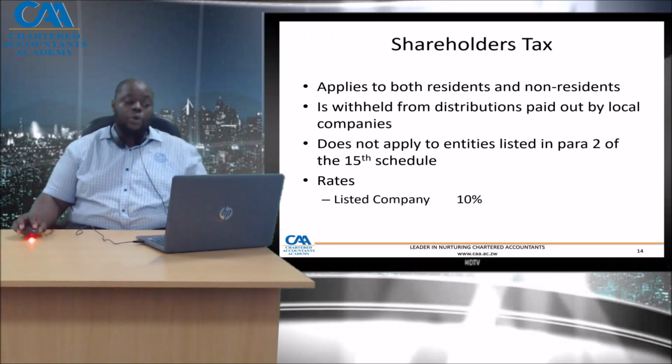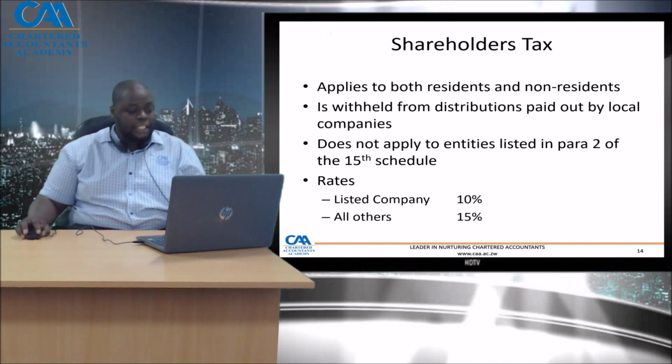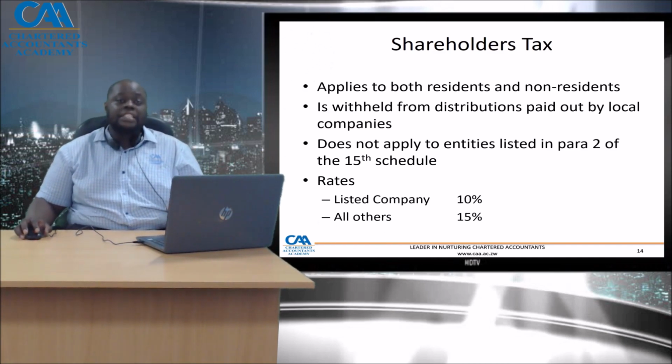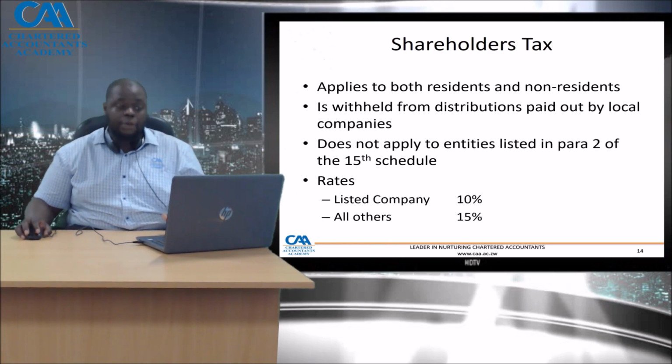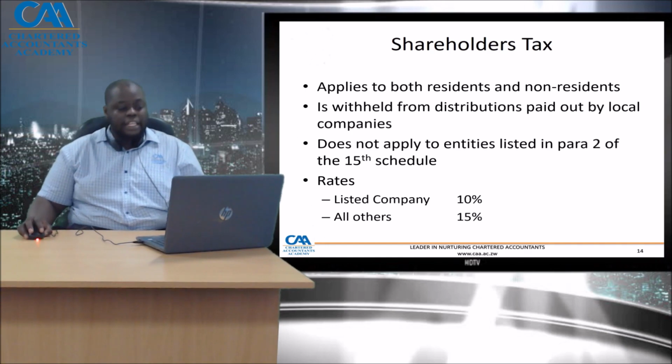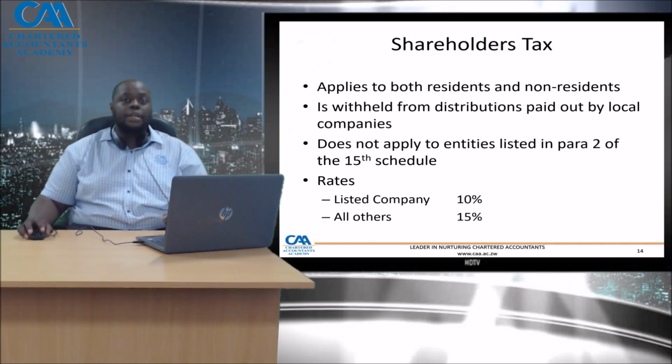What is the rate for shareholders tax? If the entity is a listed entity and is making a distribution, it will withhold 10%. And please note, the listing is a listing on the ZSE, the Zimbabwe Stock Exchange. If the entity is an unlisted entity, it will withhold 15% when it makes a distribution to its shareholders.